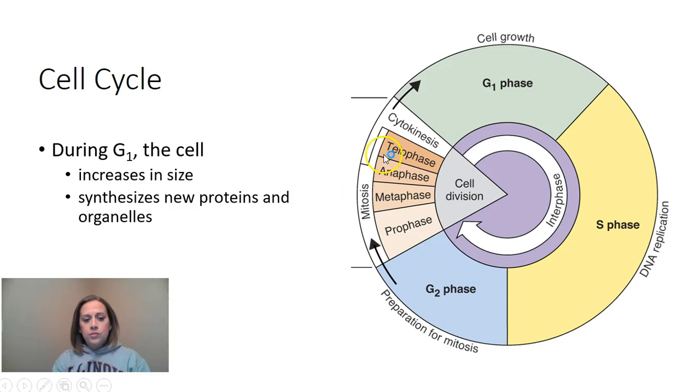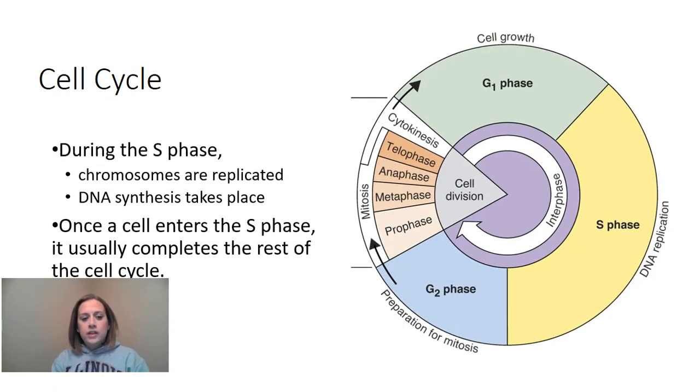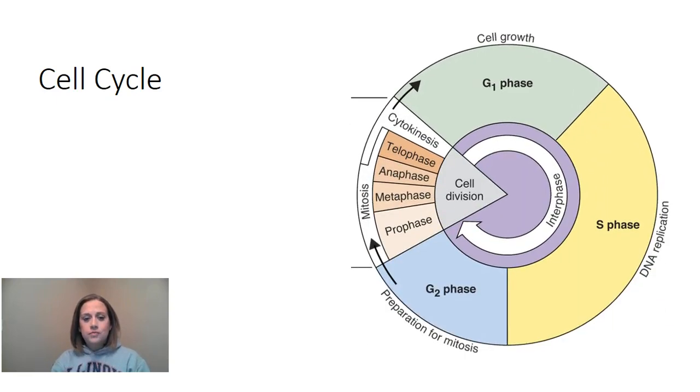So again, we're starting with G1. I like to call this the grow phase. So this is when the cell is growing, it's increasing in size, it's going to make new proteins and organelles and just go about its regular daily life. Then we have S phase, and during S phase, this is when the chromosomes are replicated and DNA synthesis takes place. So the DNA is going to copy itself during S phase, and once a cell enters S phase, it's usually going to complete the rest of the cell cycle.